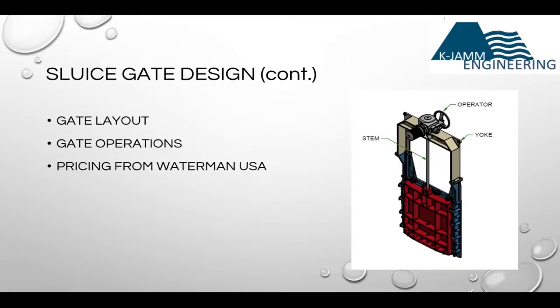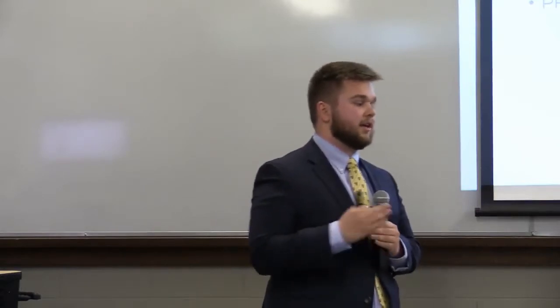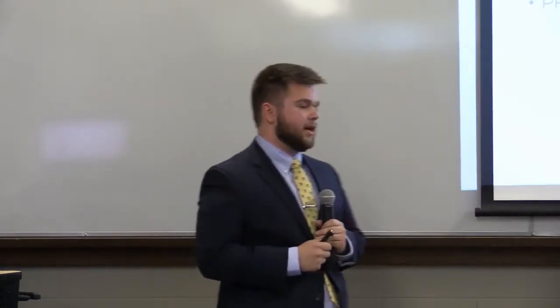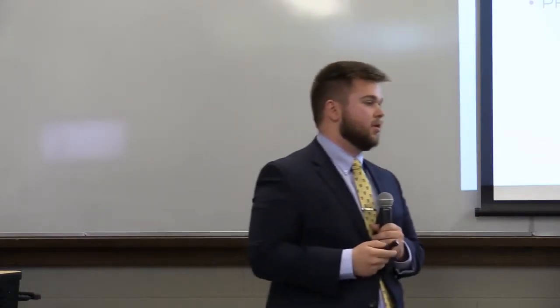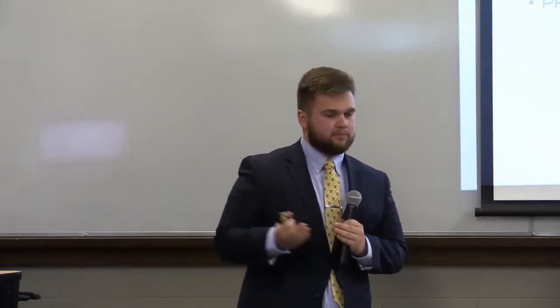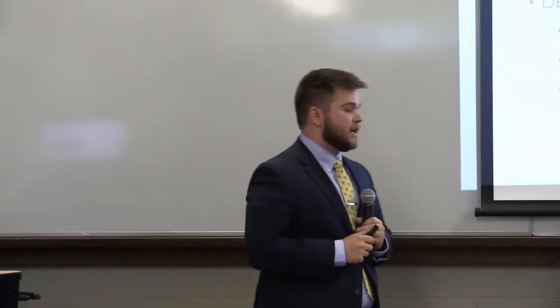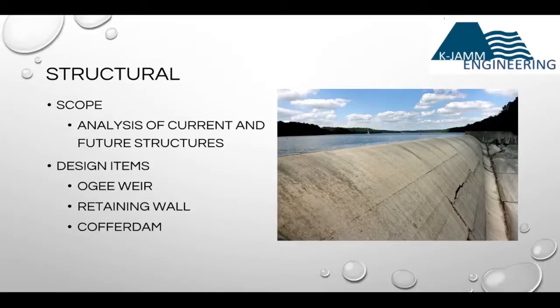The gate is operated by a mechanical actuator, so that no hand adjustments are going to be needed for the project, that it can all be done remotely. And we got our gates from a company in Ohio called Waterman Industries. They give us a pricing of about $50,000 per gate. Since we need about 7 of them, that will bring us around $350,000 for the gate portion of our design. So I'd like to hand it off to John to talk about the structural part of our design.